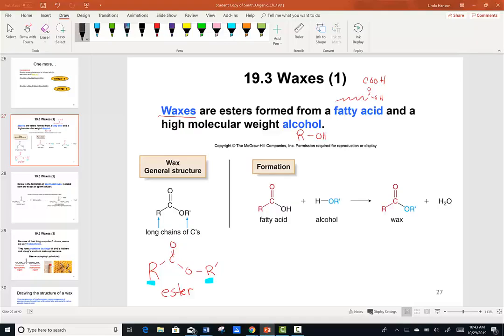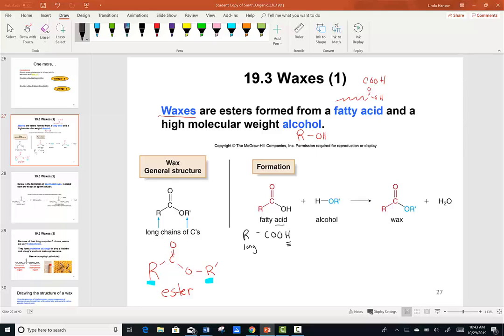When we form a wax, it really is just a combination reaction where we take that long fatty acid, and remember this term acid is very specific in organic chemistry to that COO, the carboxylic acid functional group, and this is the acid proton on the oxygen. That R chain is a very long carbon chain.